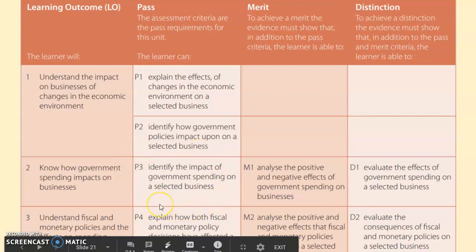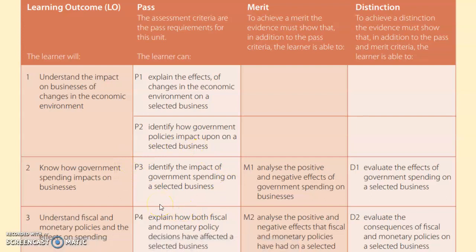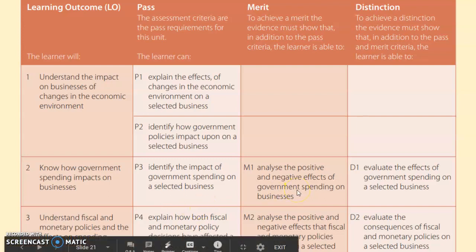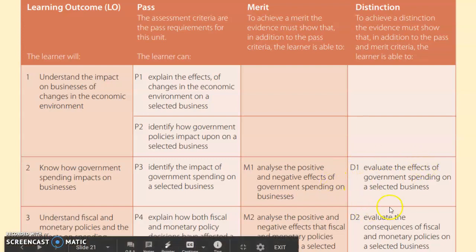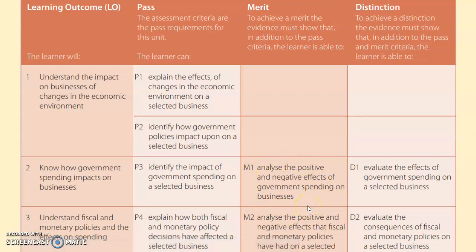In the previous task, we were supposed to just identify the impact of government spending on Tesco. Here we've got to actually think about what the good aspects and the negative aspects of this spending on Tesco are. And then we're going to move on to the D1 task, but for now, let's just concentrate on these positive and negative effects, and I will explain what we're going to do for D1 in another moment.